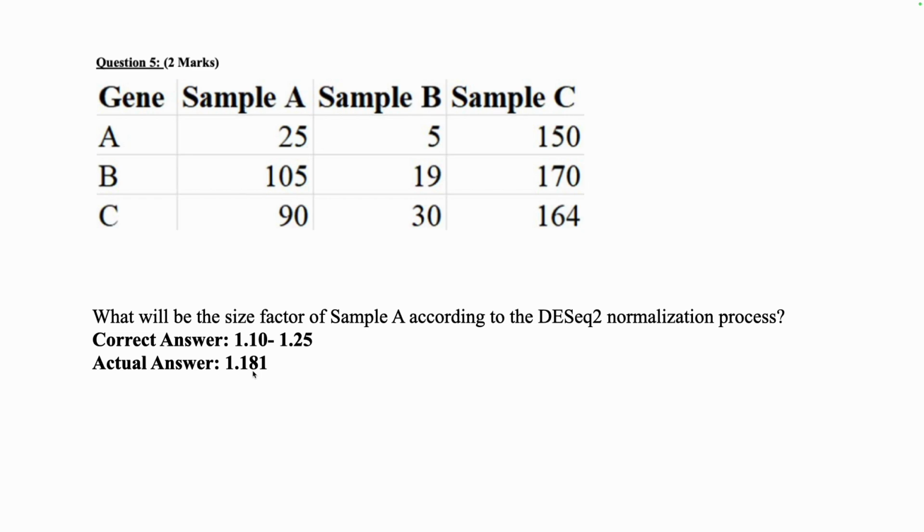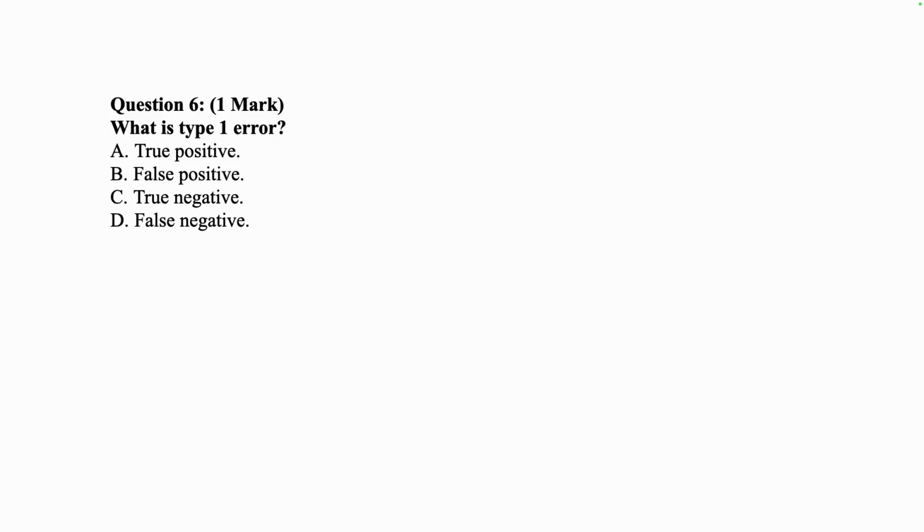I hope this question is clear. Let's move to our next question. What is type 1 error? A, true positive. B, false positive. C, true negative. D, false negative. Please try to answer this question.